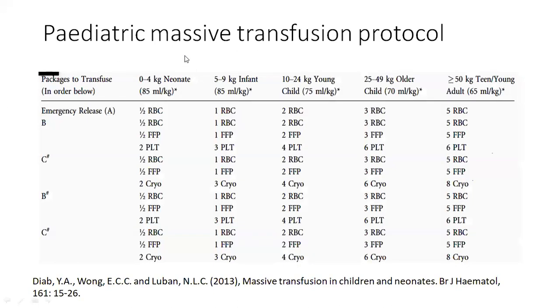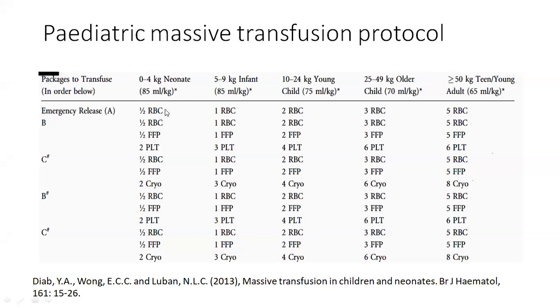This is the pediatric massive transfusion protocol. Depending on the weight of the child and the blood volume, this is what they recommended. Initially in an emergency, you give PRBC. In the second step, B, you add FFP and platelets. For 1 RBC and 1 FFP, you add 3 platelets. I'm not talking about SDP, I'm talking about RDPs here. And in C, you add cryo. You keep repeating B and C till the bleeding stops.